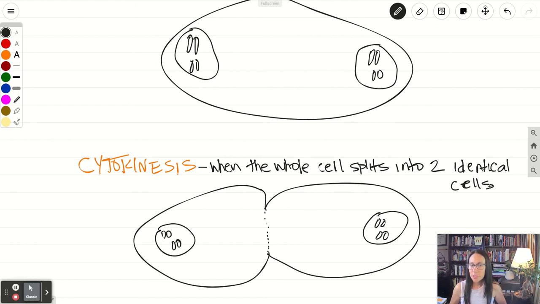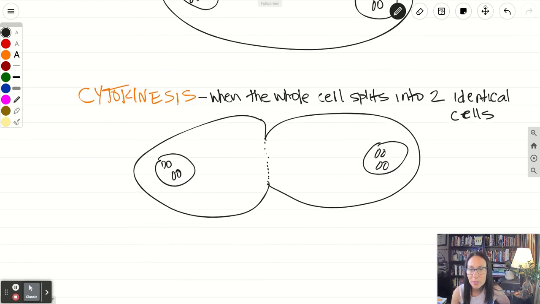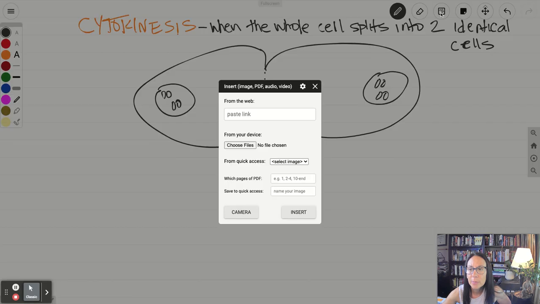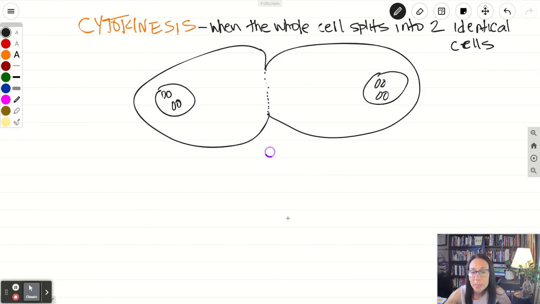Okay, and so that's it, guys. That's all the details about mitosis. There is a lot. I want to pull in a picture of some real cells so you can just see what it really looks like. And so you can see what a real cell looks like when it's undergoing mitosis.